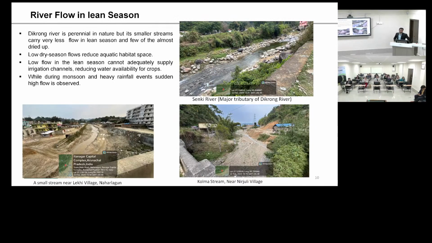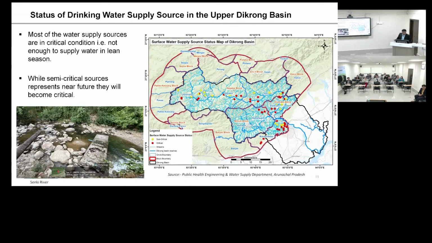Another thing during the field visit: the upper basin receives almost 3300 to 3400 mm of rainfall, and what happens is that in the lean season very little flow is there. Rainfall appears and then it totally drains off. Very little water storage is there, almost nil. Even a very minor tributary was totally dried up. And this was Sankey River, and another near the Naharlagun area.